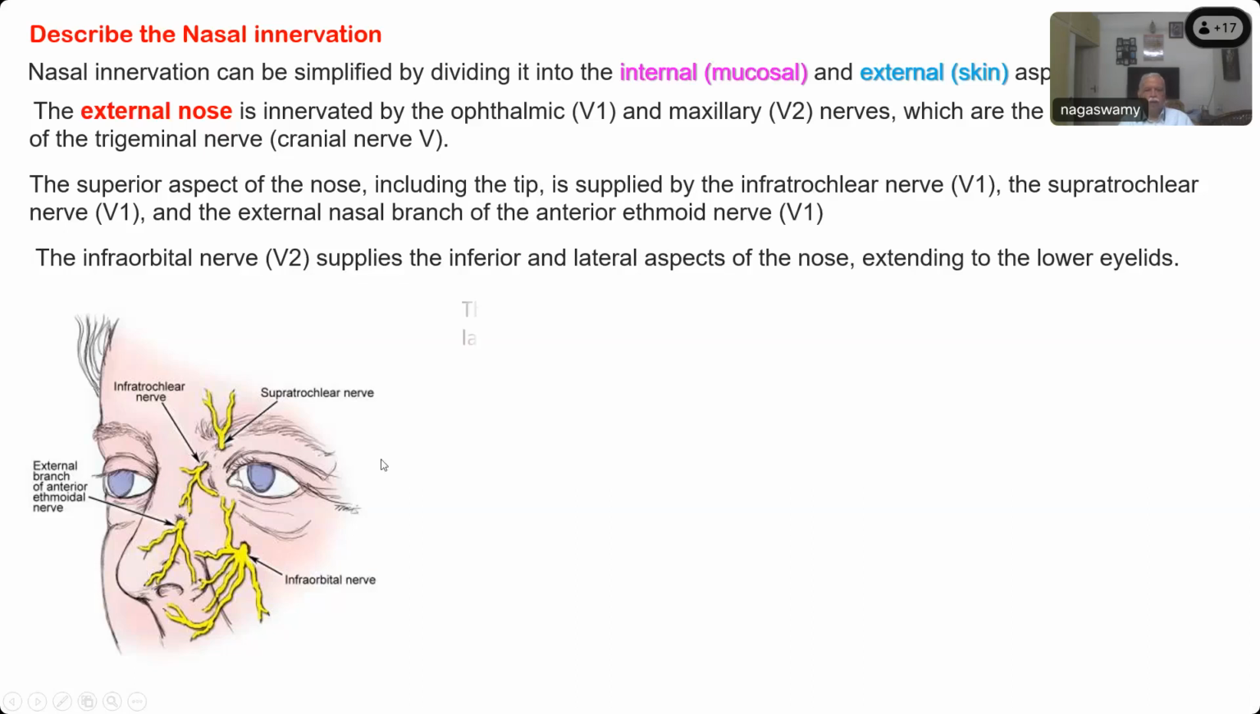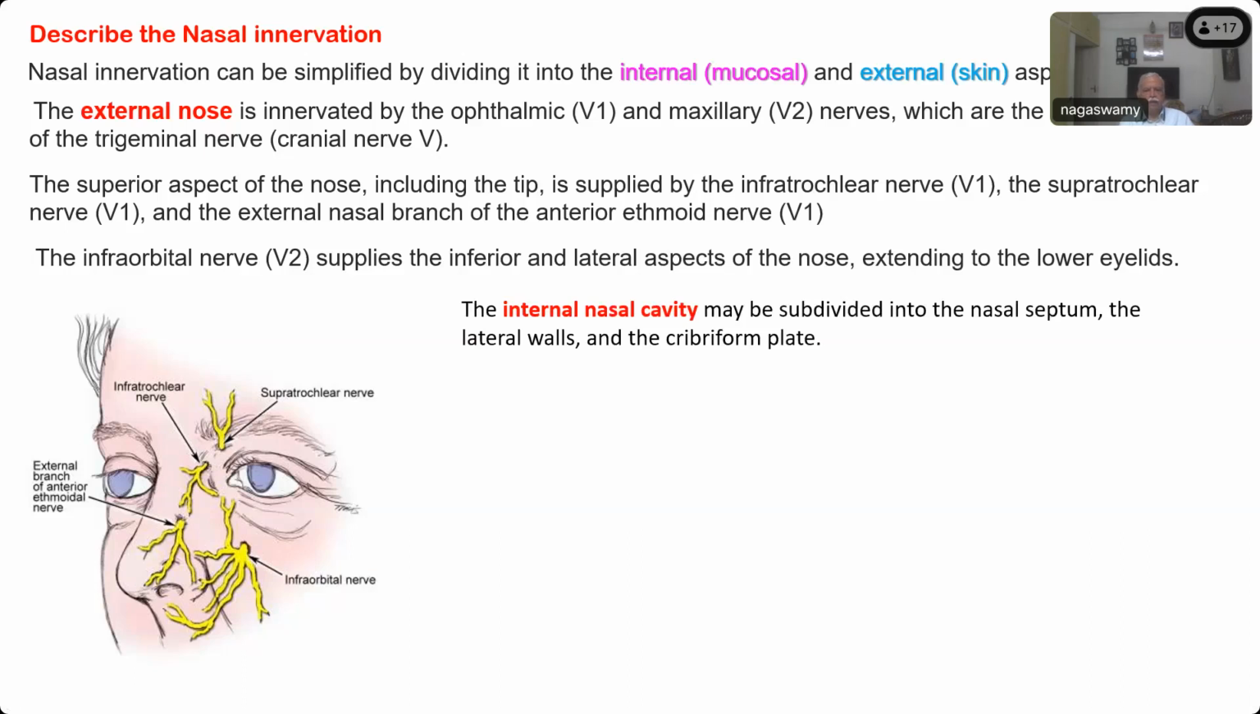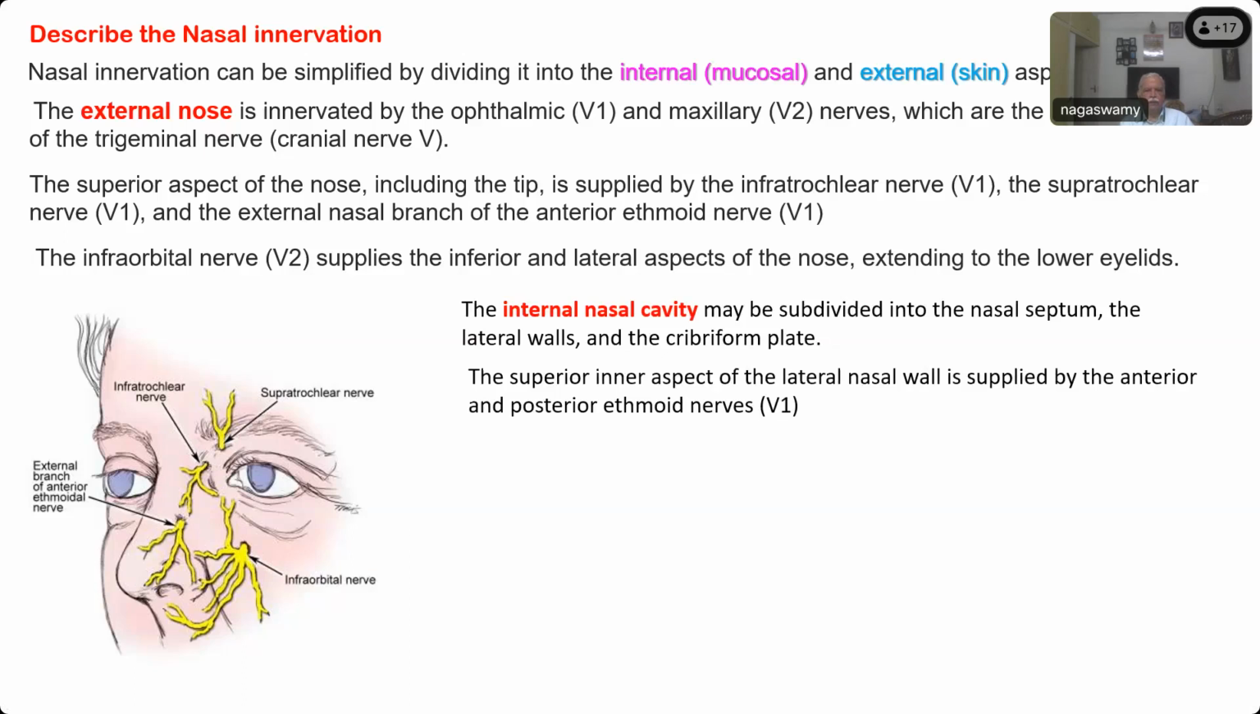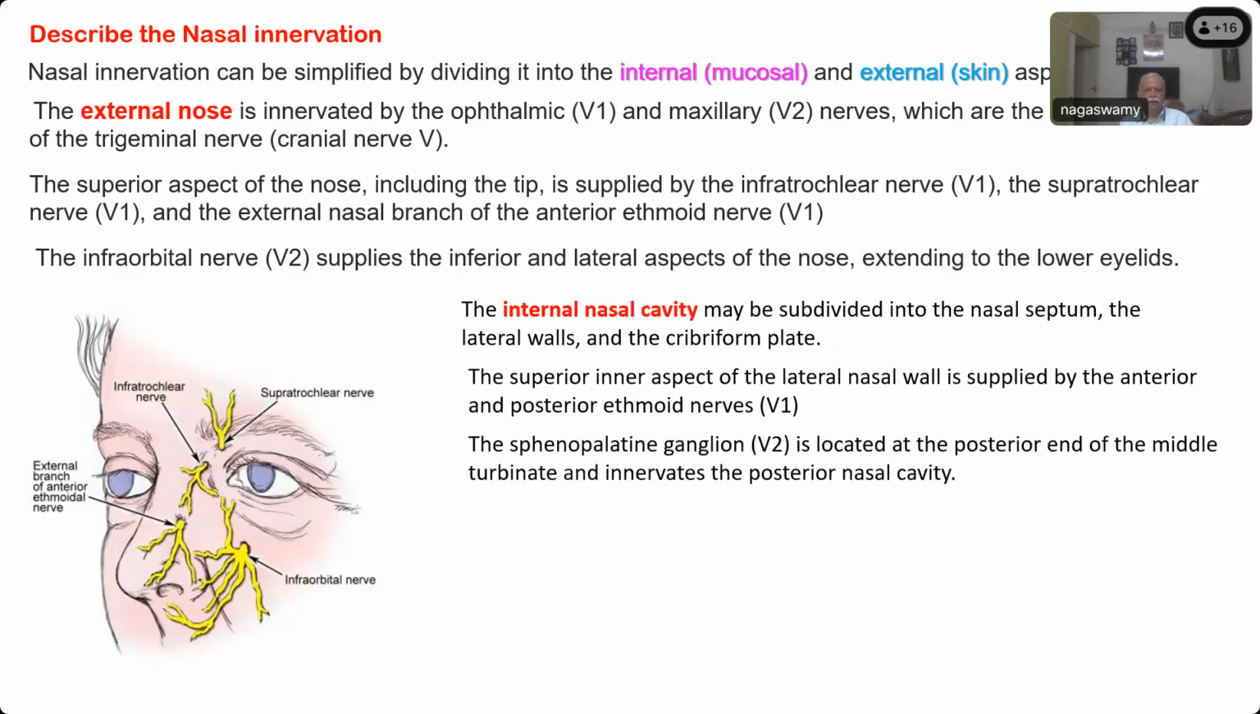And the internal nasal cavity is subdivided into the nasal septum, lateral wall, and the cribriform plate. These are the subdivisions of the internal nasal cavity. So the superior inner aspect of the lateral nasal wall is supplied by the anterior and posterior ethmoidal nerves, which are again branches from the ophthalmic division.